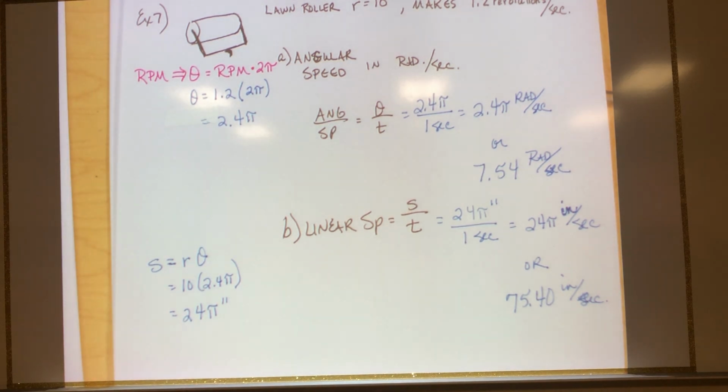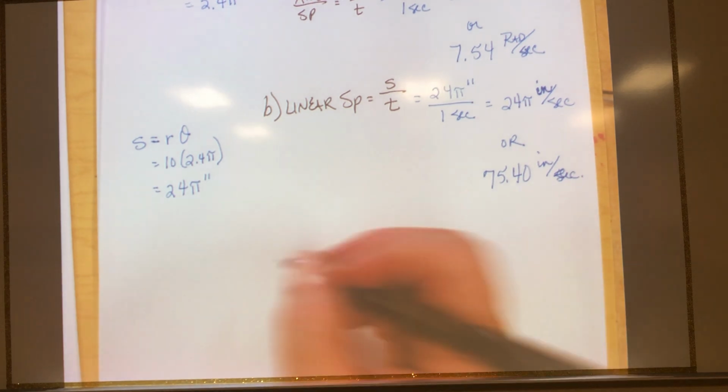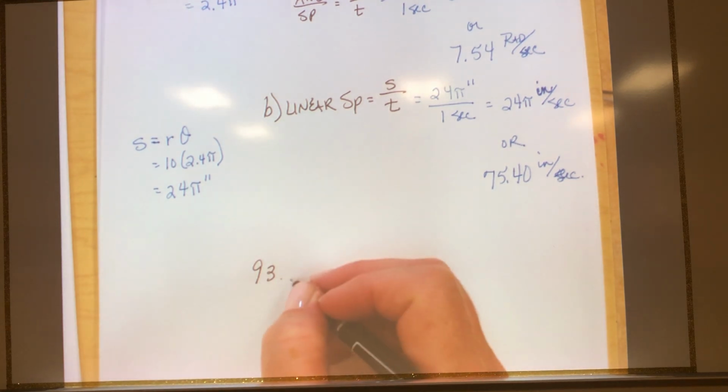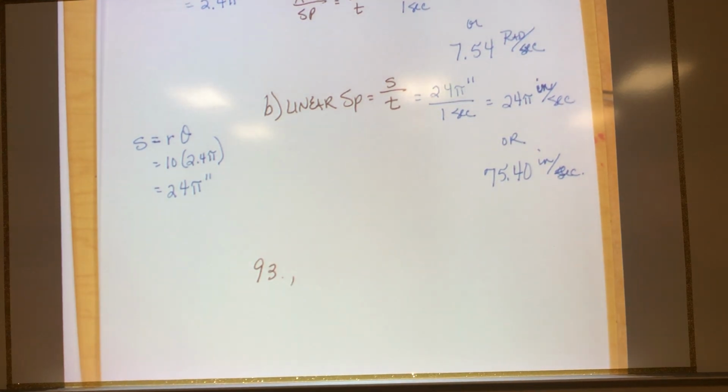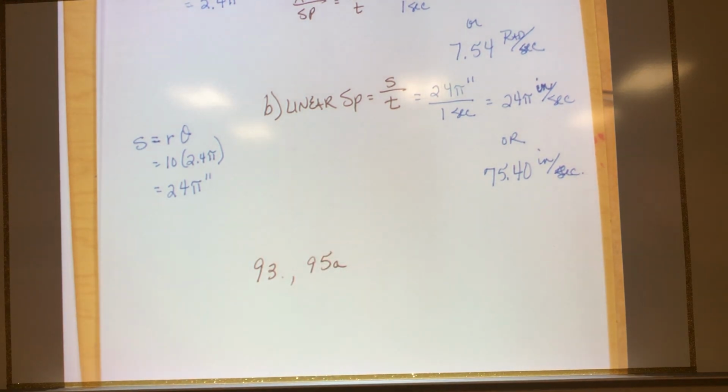Okay? So these are the problems that I think I want you to do. I'm going to put the book up here and I want you to work on these problems. 93, let's see what all's on one page. Okay, we'll do 93, and then I think we'll do 95A. Those are the only 2 problems that I want you to work.